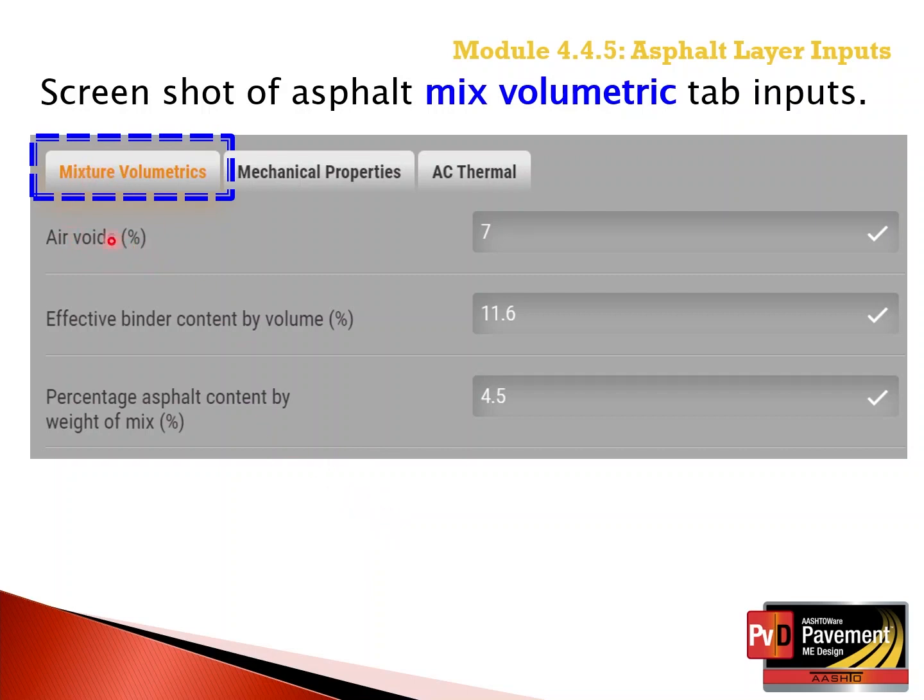So air voids at construction, effective binder content by volume at construction, and percent asphalt content by weight of mix at construction. Obviously, percent asphalt content by weight of mix is not going to change over time. Air voids can change over time, as well as the effective binder content by volume will change over time, simply because the air voids are changing. But these represent the values at the time of construction.